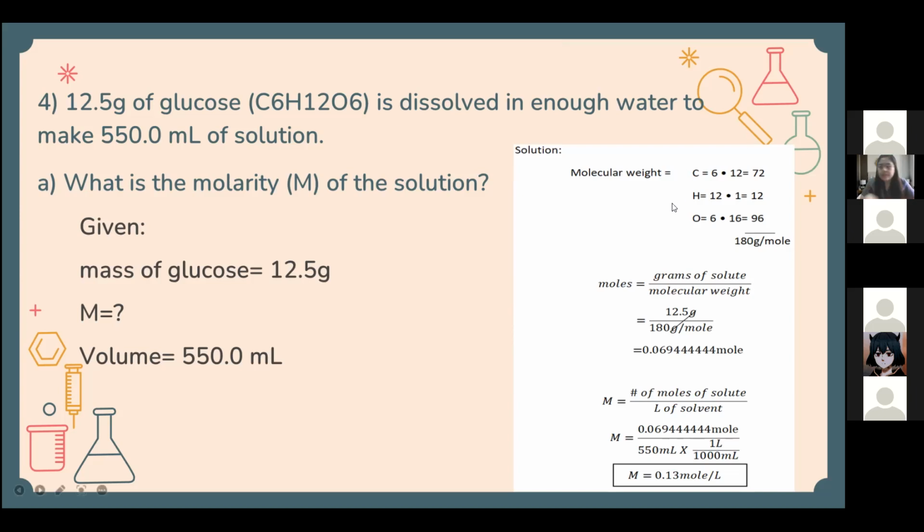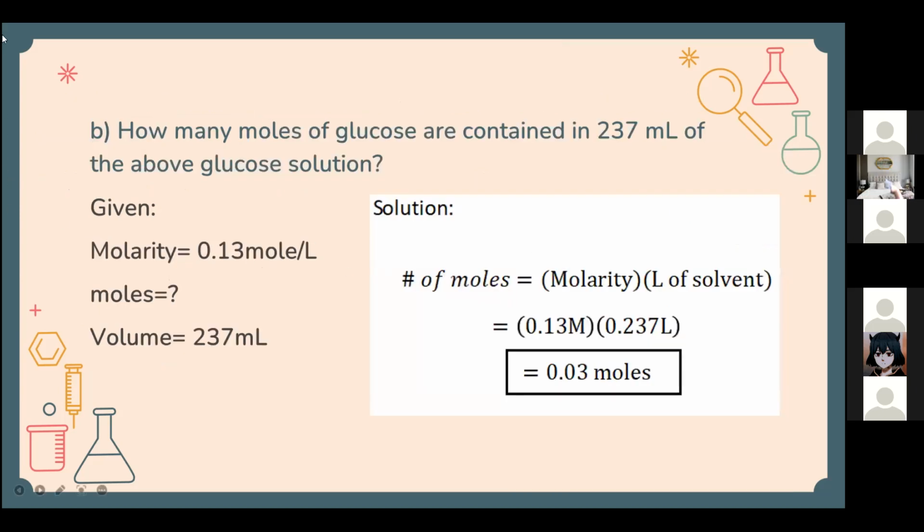May letter B pa nito, right? Okay, sige. For the letter B, the question is how many moles of glucose are contained in 237 ml of the above glucose solution? So our given, first is the molarity, yung na-solve natin sa letter A kanina, which is the 0.13 moles per liter. And then the volume is 237 ml, and then yung hinahanap natin dito is yung moles.